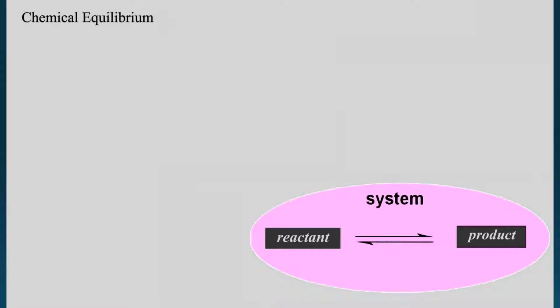Chemical equilibrium. To represent the chemical equilibrium, you write the reactant changing into product, and the product will change back into reactant. Now we say that this is at equilibrium.